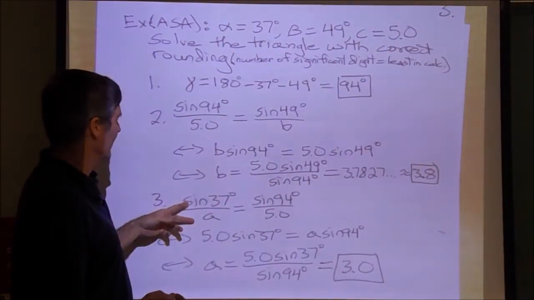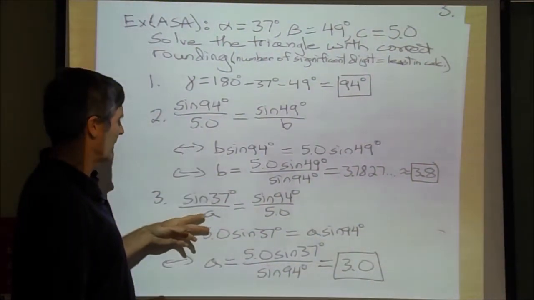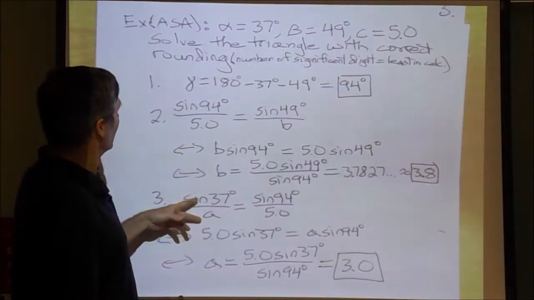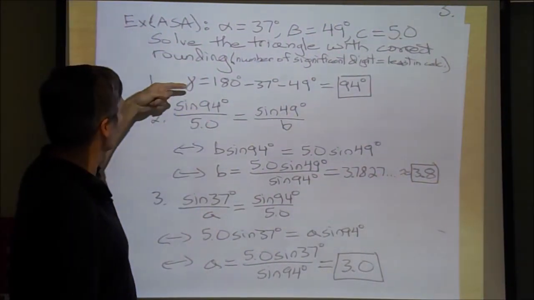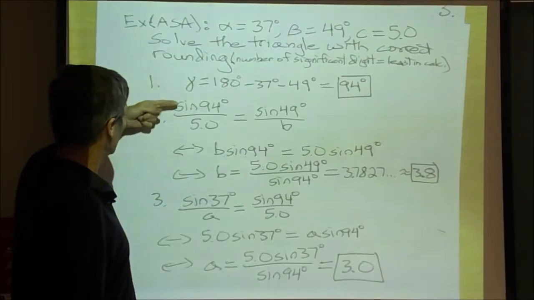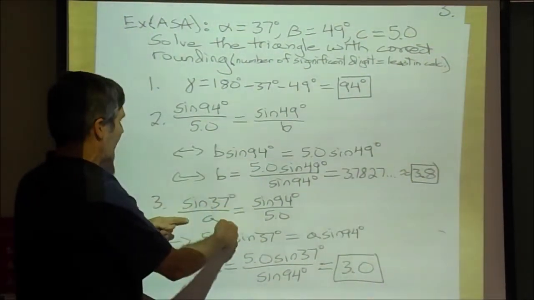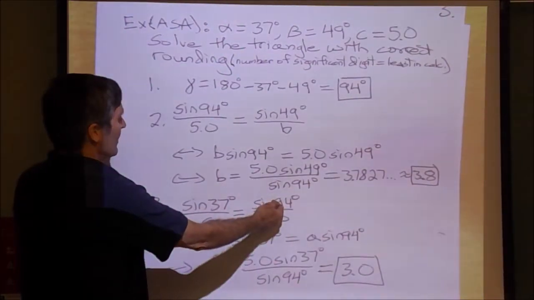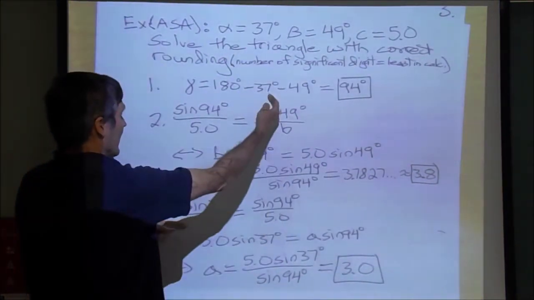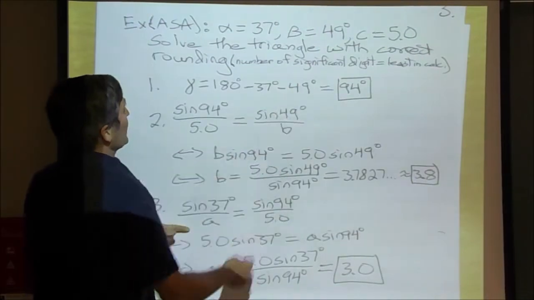Now finally, we have beta and gamma, we have two angles, and we need to find the third thing. Alpha is the one thing we don't have, so we write sine alpha is to a as sine 94 degrees, gamma, is to 5.0, c.